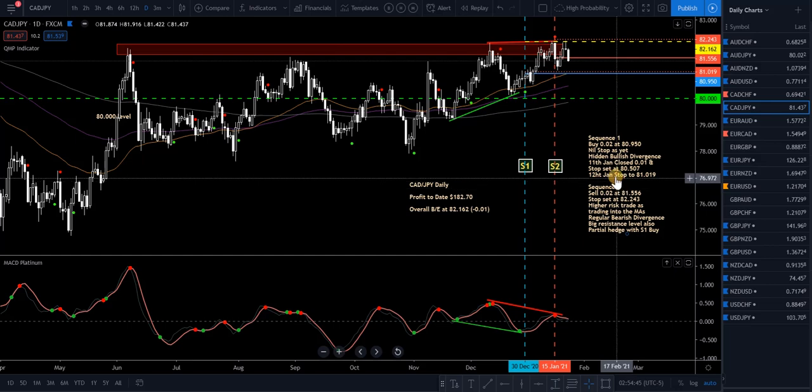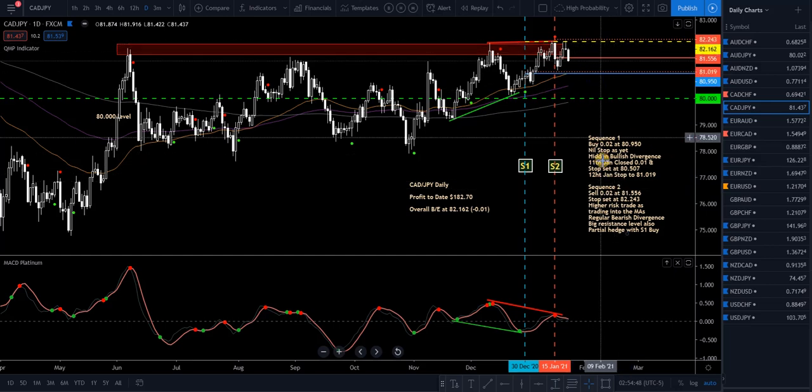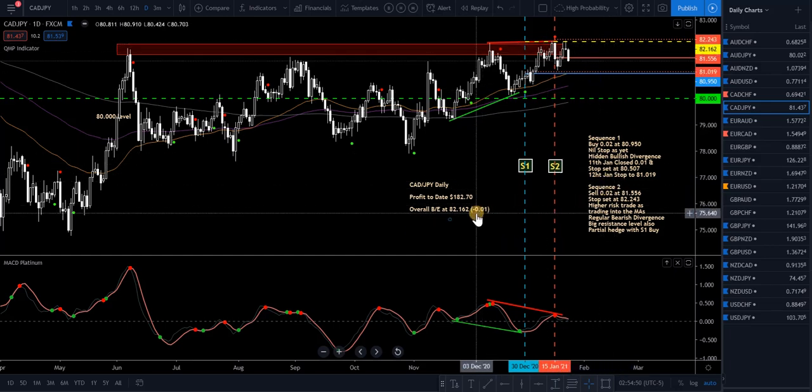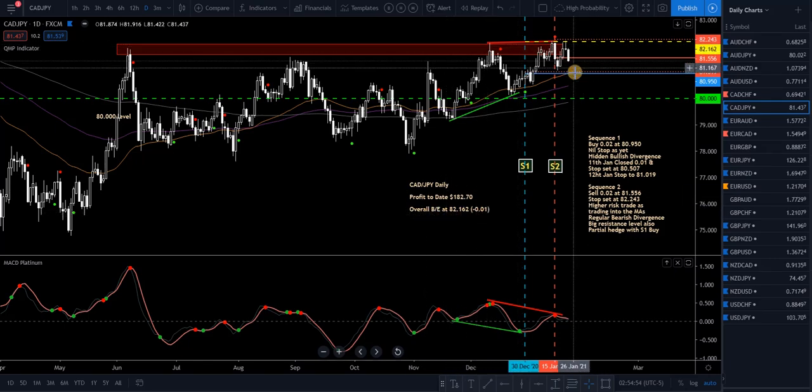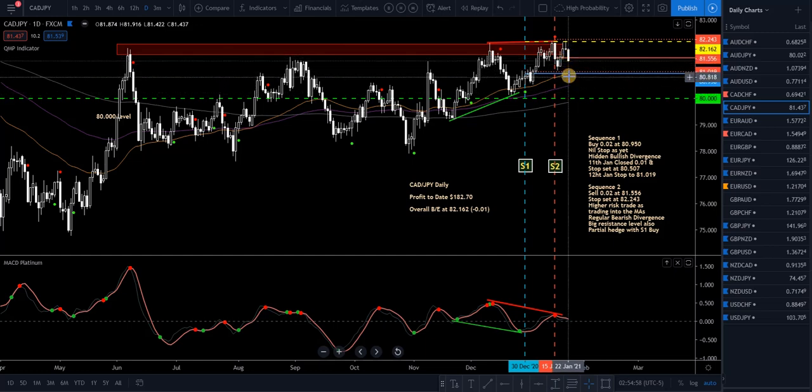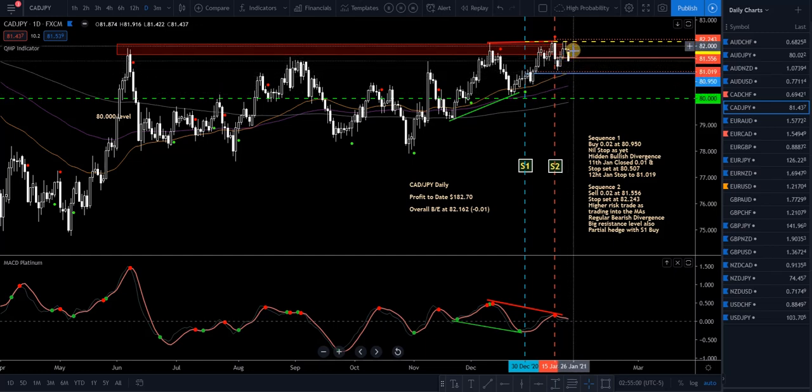And my overall break even for both trades is this yellow dotted dash line. As long as price remains below that yellow line, because you can see it's negative 0.01, as long as price remains below that, I'm in profit in both trades. Ideally, I want to see this come down, take out maybe that stop on the remaining buy, and then I can close half of this and bring this stop in.